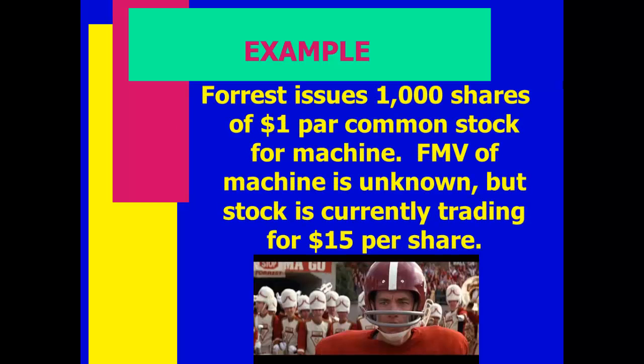Let's do another example. Here we'll get a machine. I issue 1,000 shares, $1 par value, common stock for a machine. We don't know the fair market value of that machine. However, we know that our stock right now is trading for $15 a share. What asset are we going to debit? Not cash. We're not getting cash. What are we going to debit instead? Machinery or equipment. I don't care what you call it. So let's write down machinery or equipment, whatever you prefer. But then we need to know what amount. We don't know its fair market value, so instead we're going to have to guesstimate it. How much would you estimate that machine must be worth?